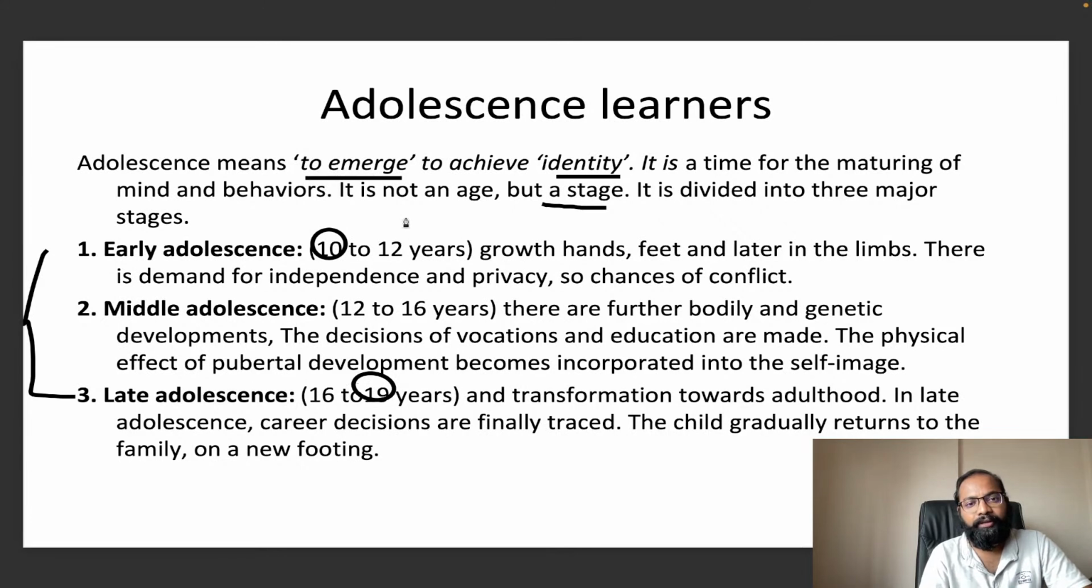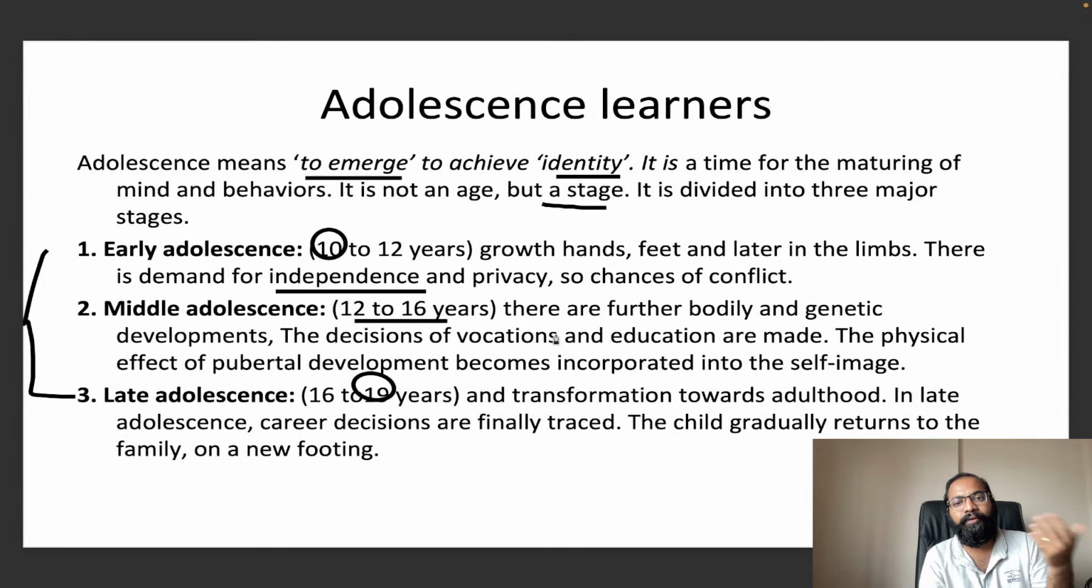Okay. So 10 to 12 is called early adolescence. In this stage, what will happen is the growing of body structure like hands, feet, and limbs, and there is a high demand for independence and privacy. So there is a chance of conflicts. That means usually early adolescent kids will look for independence and privacy. Okay. And middle adolescence means between 12 to 16 years, the further development of the bodily and genetic developments will take place.